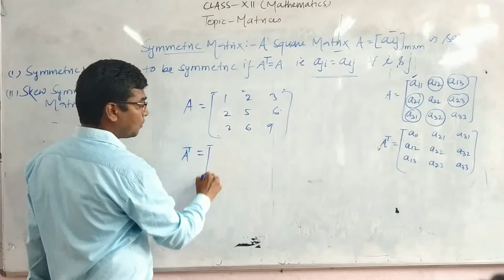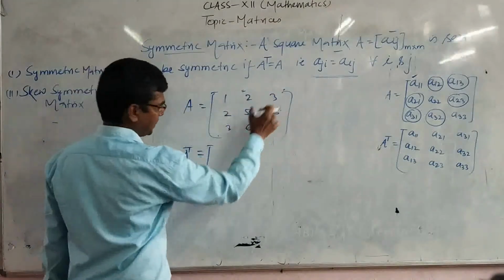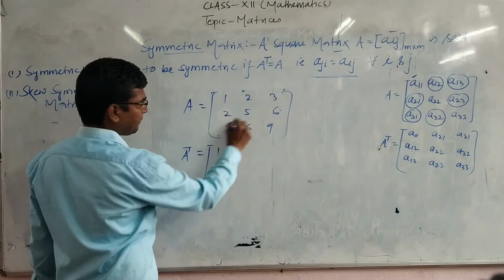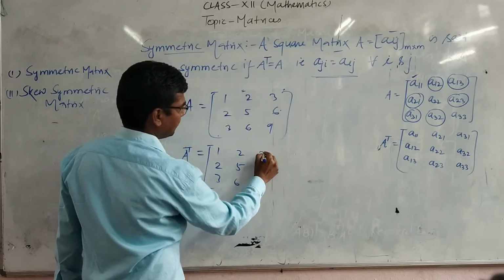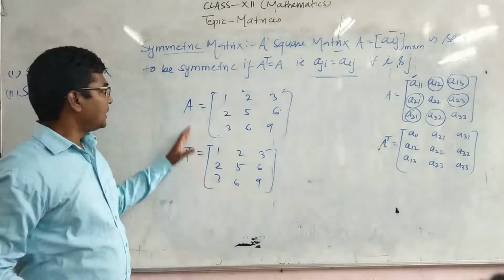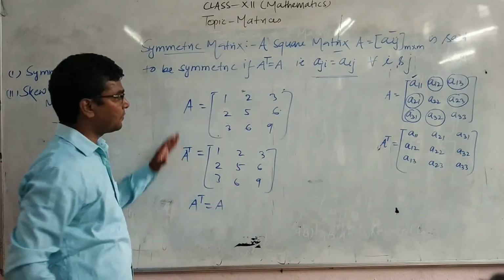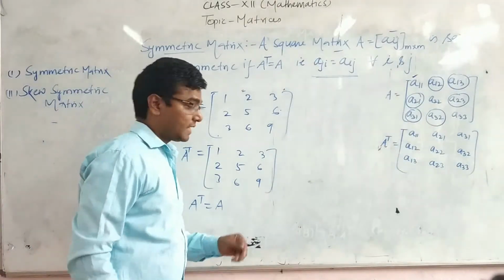Now if you take the transpose of this matrix, you will get the original matrix. You can see here, the rows become columns. So the row 1, 2, 3 becomes the first column, 2, 5, 6 becomes the second column, and this row becomes the third column, 3, 6, 9. So this is nothing but the original matrix. Such a type of matrix is called a symmetric matrix.